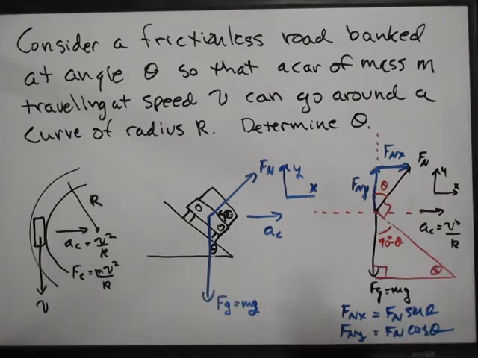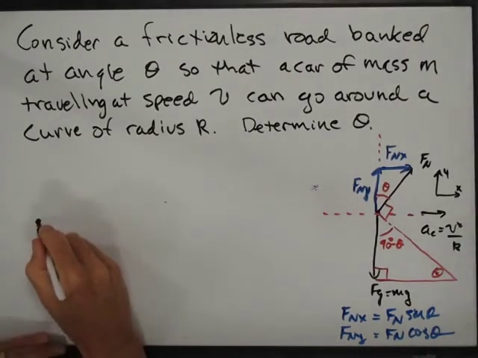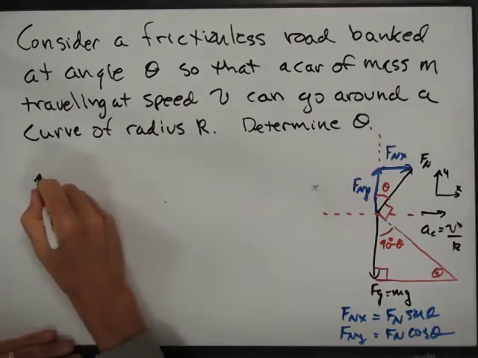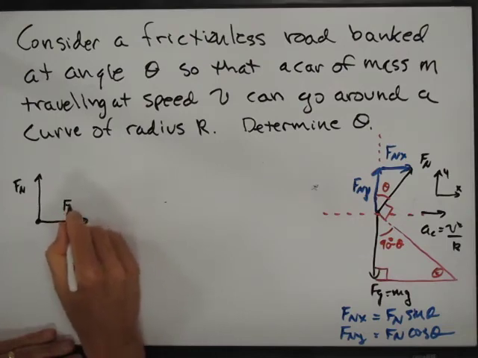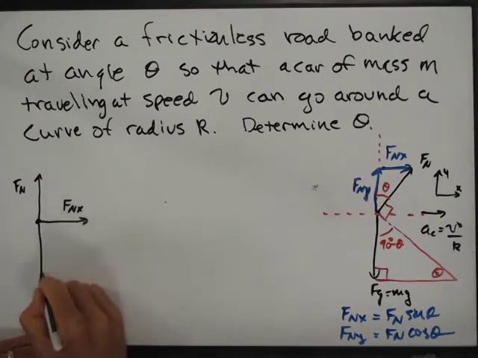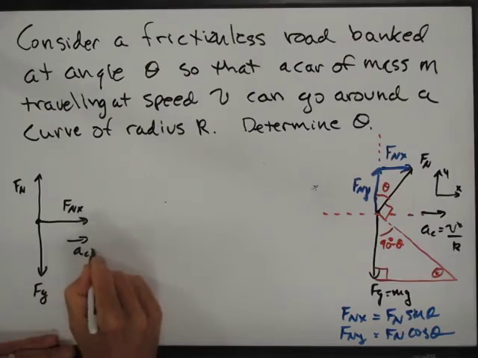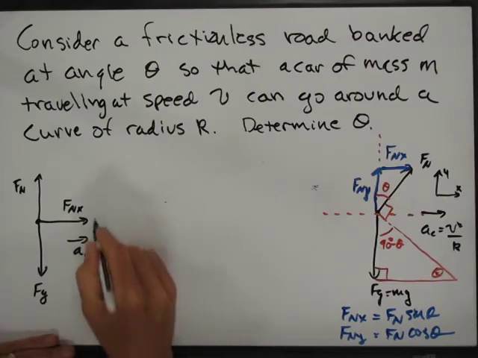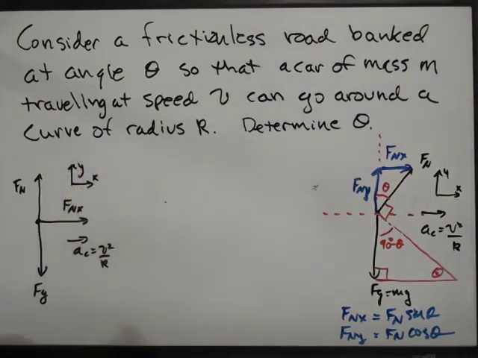Is that still on the screen? It looks like it is. And so I'm going to have to come over here and draw. So let's redraw the free body diagram over here. I have the y component of the normal force going this way. I have the x component of the normal force going this way. Maybe I drew it a little long, but okay. I have the force of gravity going this way. I have the acceleration going this way, which is v squared over r. I have a coordinate system that looks like this. And that's my free body diagram, right?